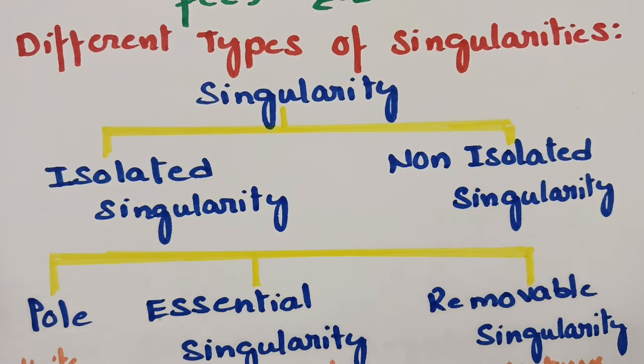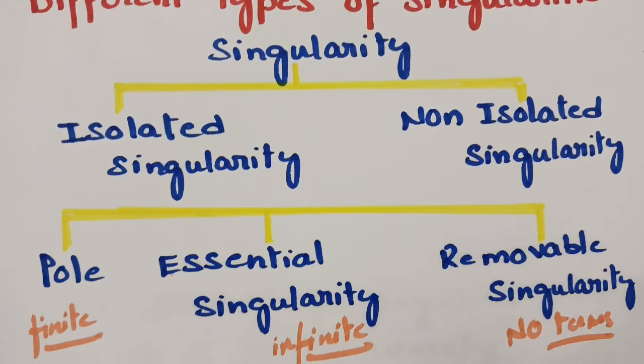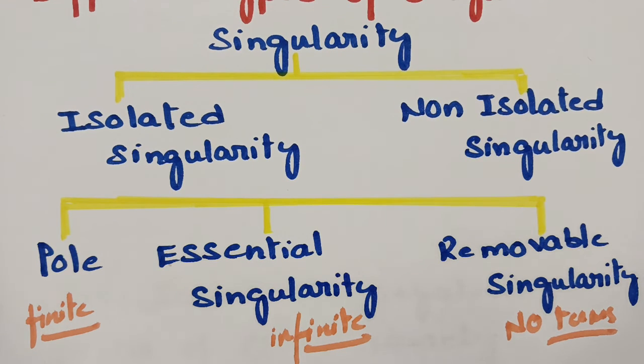And coming to the non-isolated singularity, see here, a non-isolated singularity is the point at which every neighborhood should contain at least one singularity, and the limit point of that pole is always a non-isolated singularity. For each and every term definition, I have given one example.